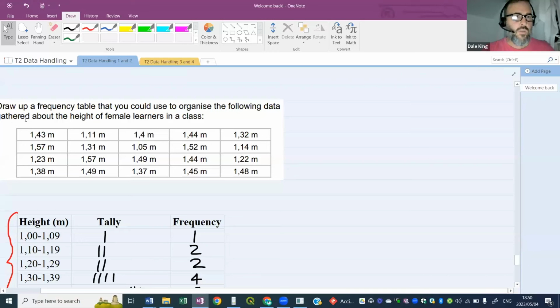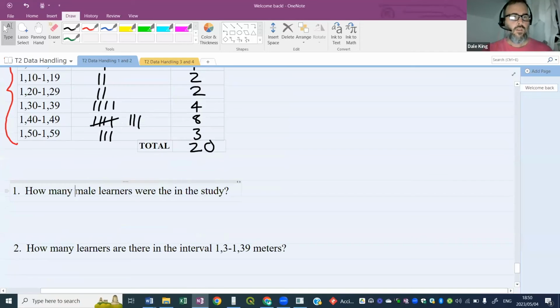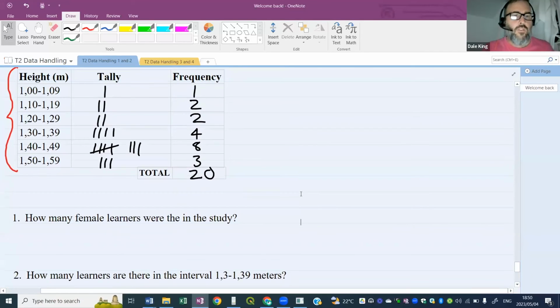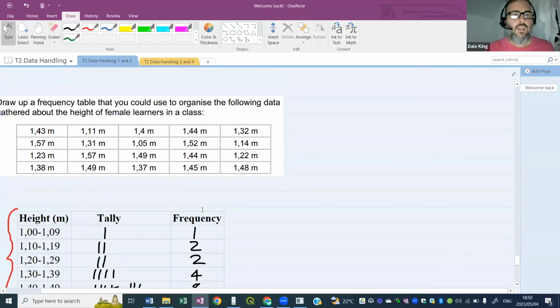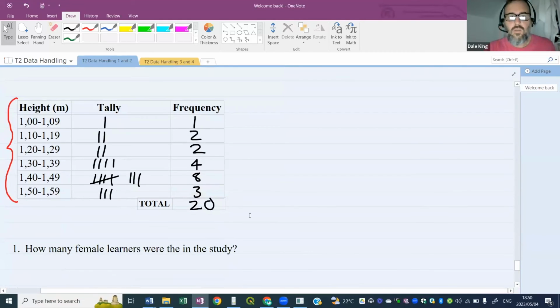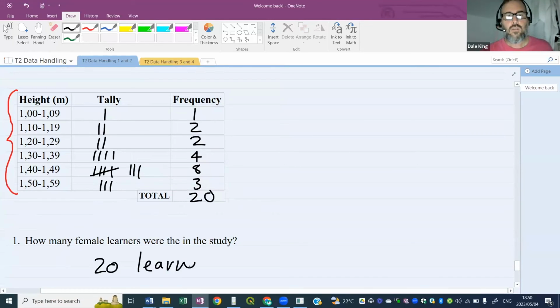This instruction at the top says: draw up a frequency table that you can use to organize the following data gathered about the heights of female learners. I've made a mistake. It's not male, it's female. My apologies to the ladies. So how many female learners were in the study? Now that we have a frequency column and a total, it's easy to see. We might have had to count it in the beginning, but now in the frequency table, we just say, oh, it's 20. So how many female learners in the study? That's easy. It's in my table.